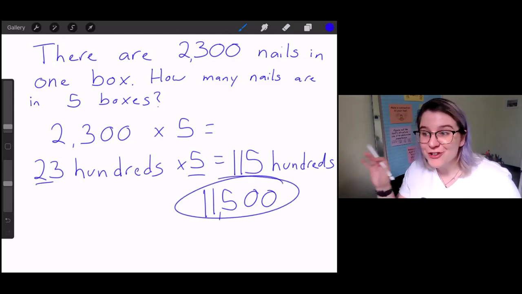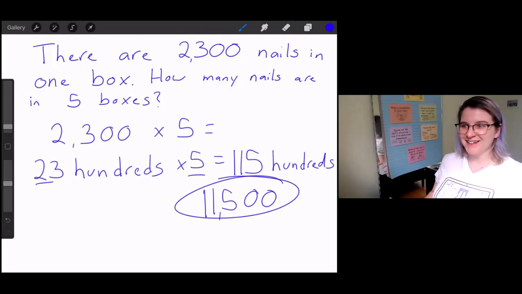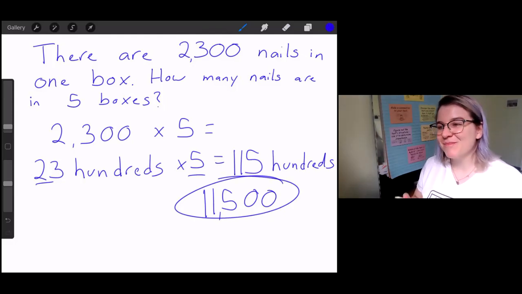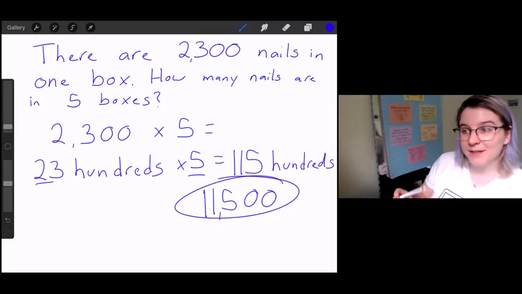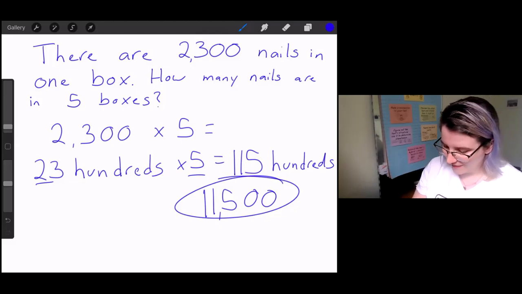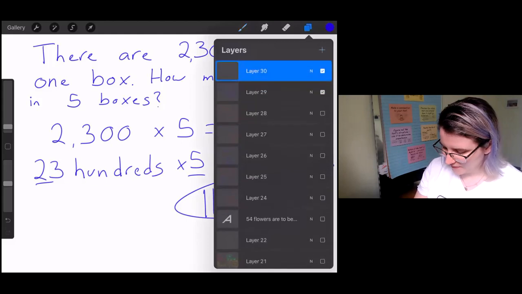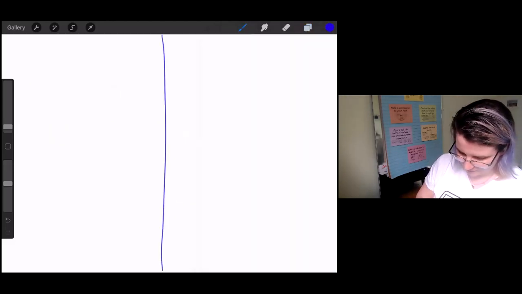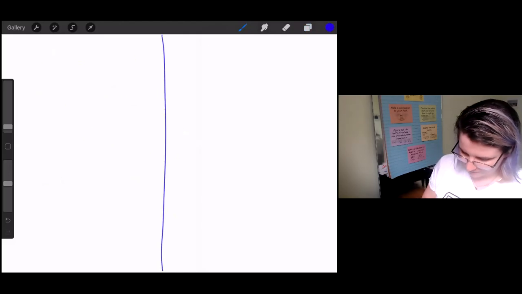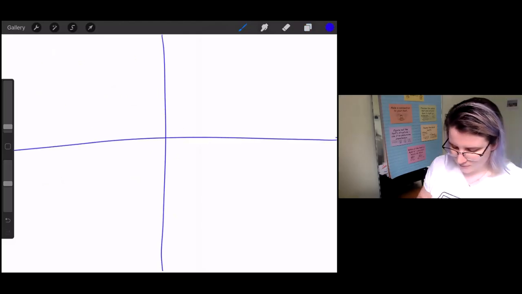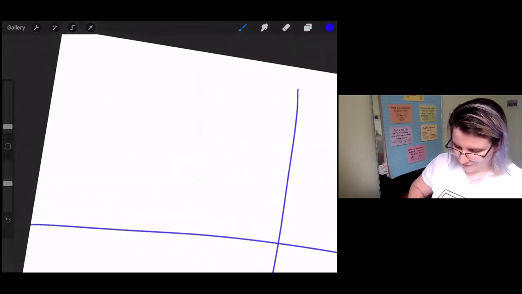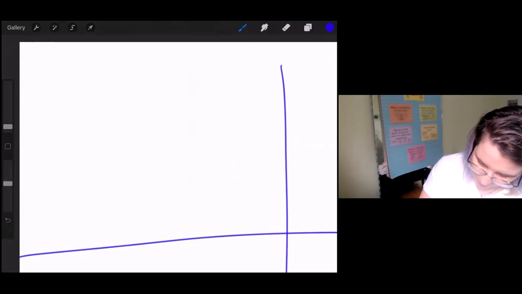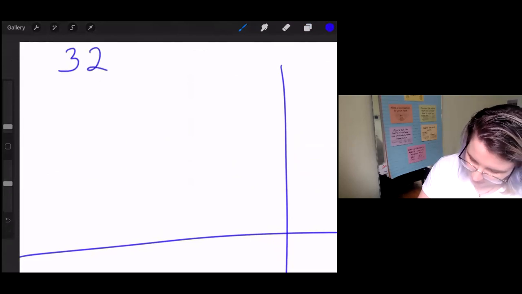So that's another strategy that you could use to solve big multiplication problems using mental math. Let's look at a few more together. All right, what if we say, what is 32 times 4?